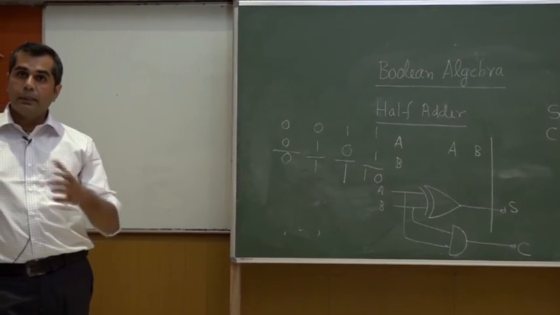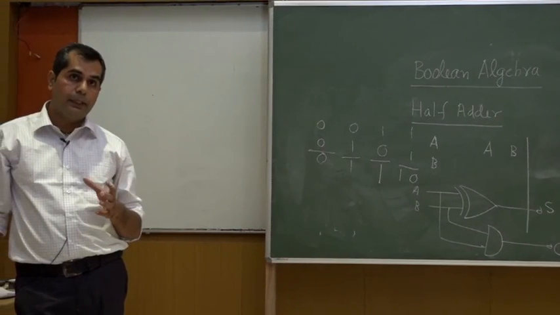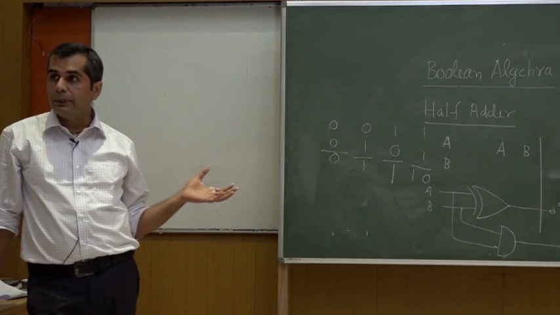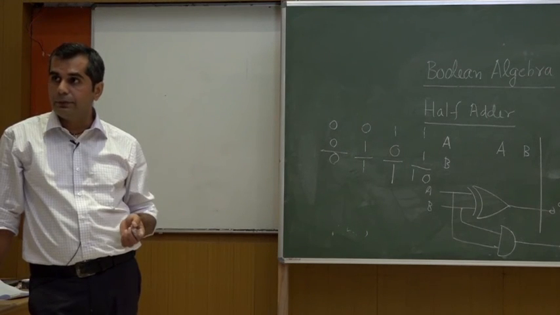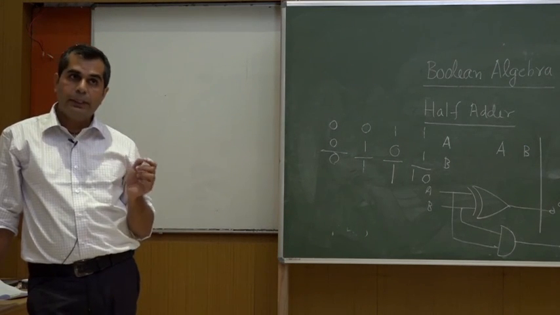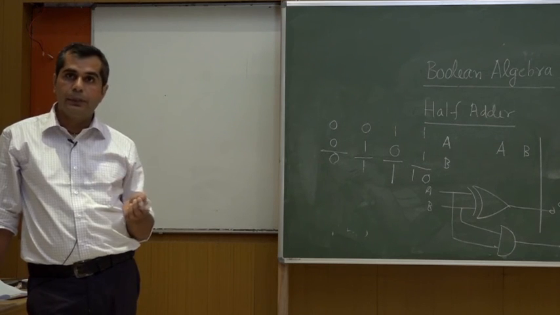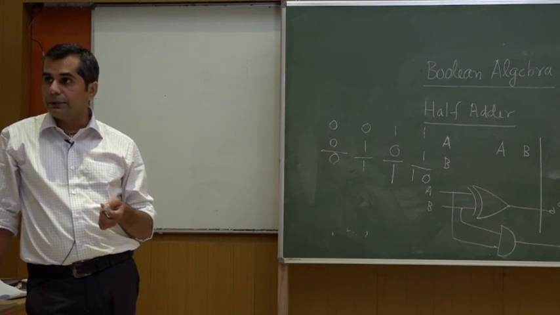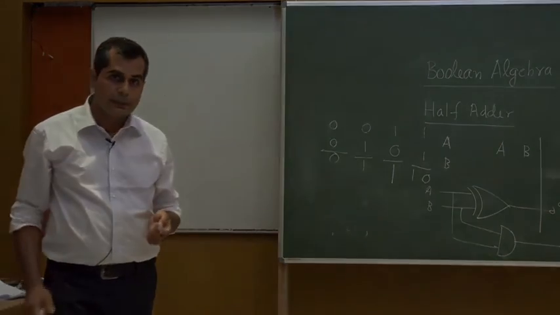Similarly, even the biggest processors of the day are implemented using the basic logic gates. And these logic gates are basically implemented using active elements like transistors, BJTs and MOSFETs. Okay, so let us stop here today.